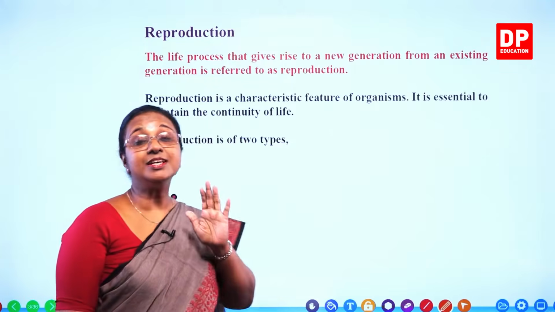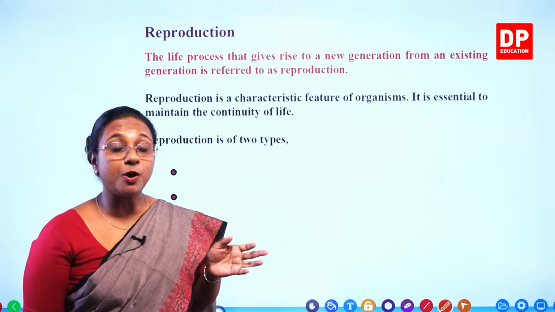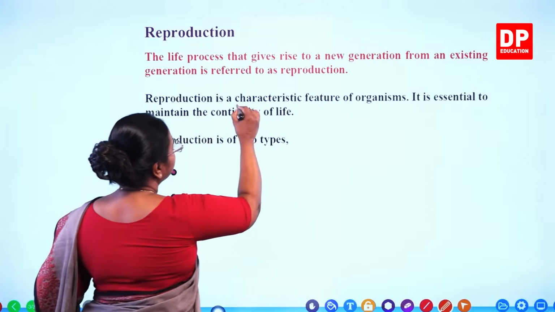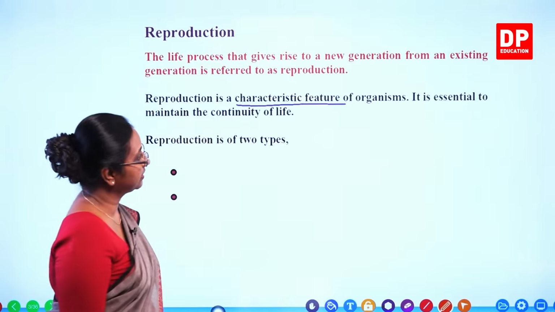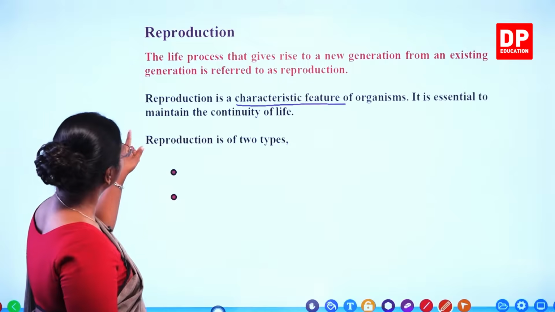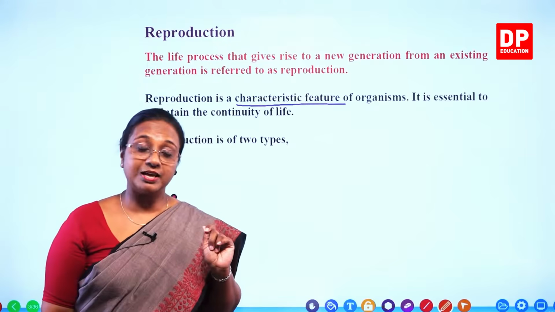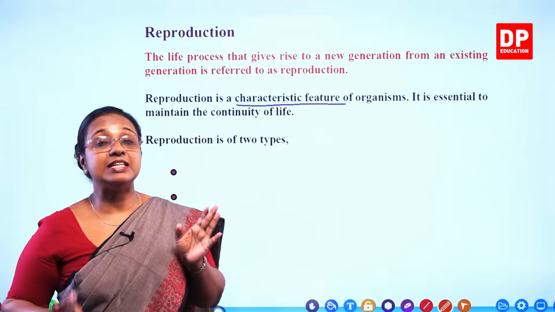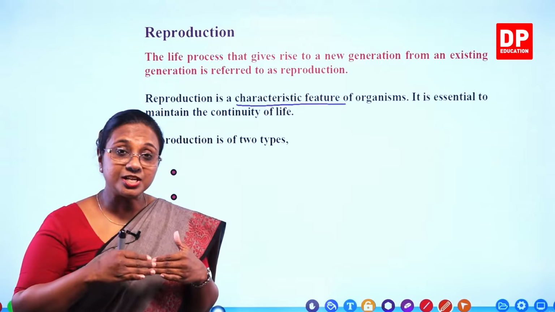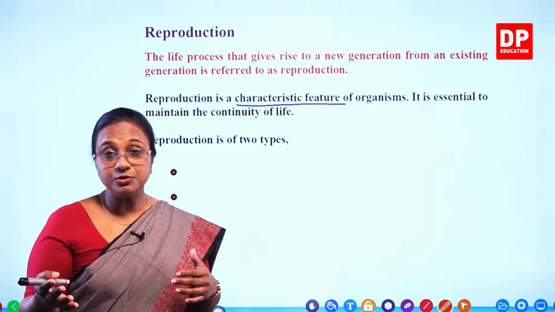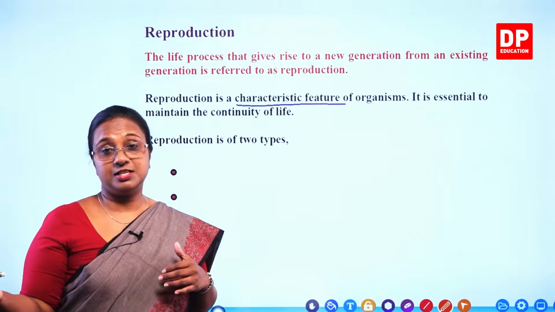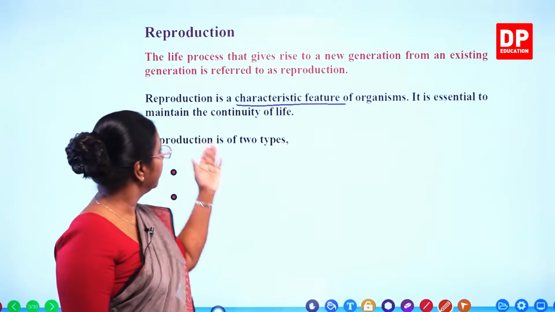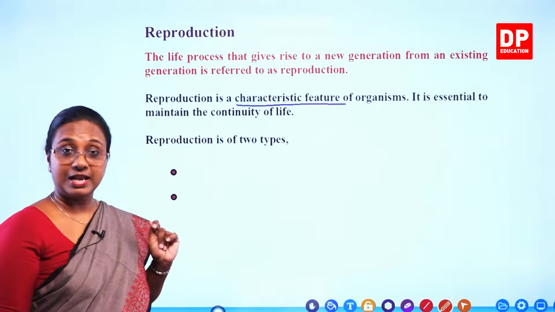So under that, reproduction is a characteristic feature of organisms. We have discussed the characteristic features of living organisms. So reproduction is one such characteristic. It is essential to maintain the continuity of life. So that's an essential process that is needed to maintain the continuity. From one generation, when a new generation is produced, then the life continues. So the species will exist on Earth. That is where we discuss continuity of life.